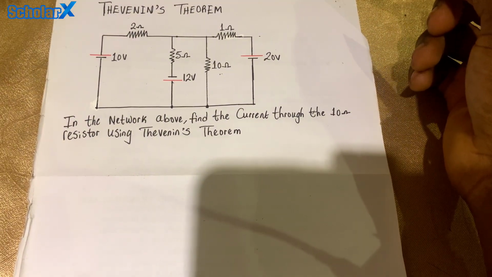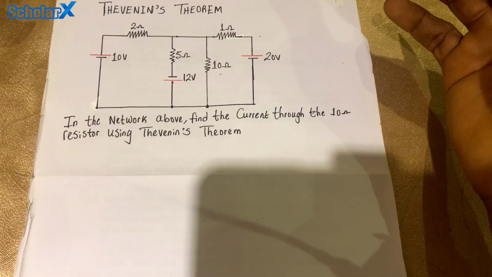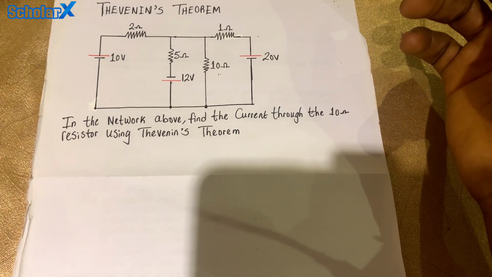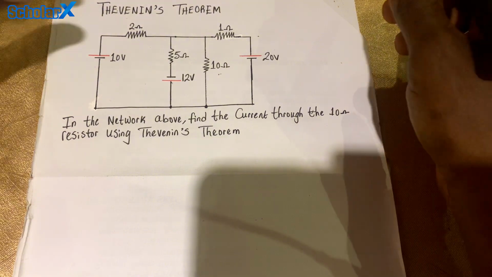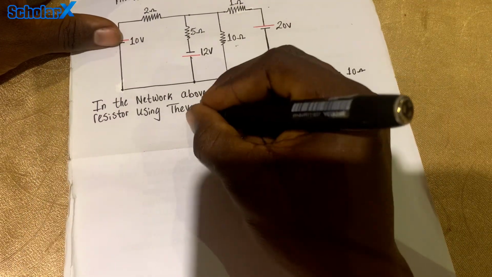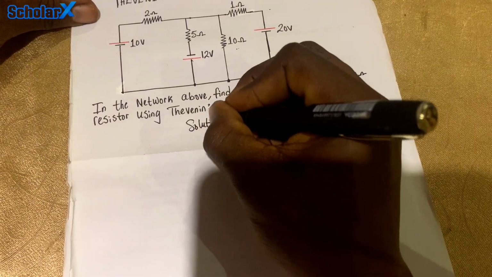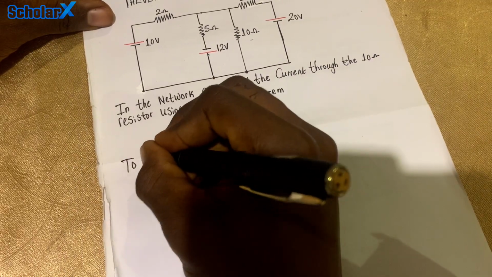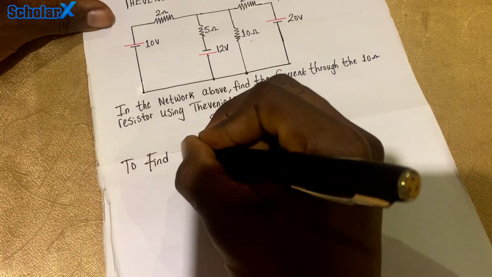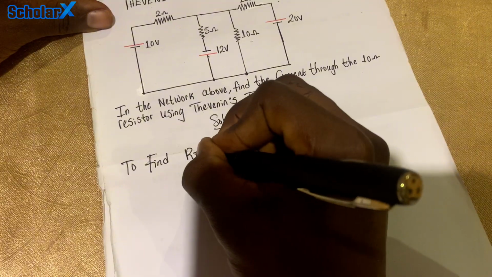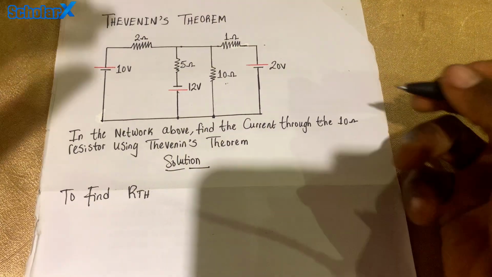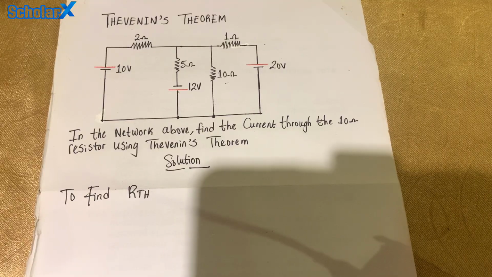Now, of course, we know we have to find the Thevenin's voltage, and we also have to find the Thevenin's resistance. Now, let's go ahead to find the Thevenin's resistance first. Solution: to find RTH, which is the Thevenin's resistance, all right? Now, how do we find the Thevenin's resistance?